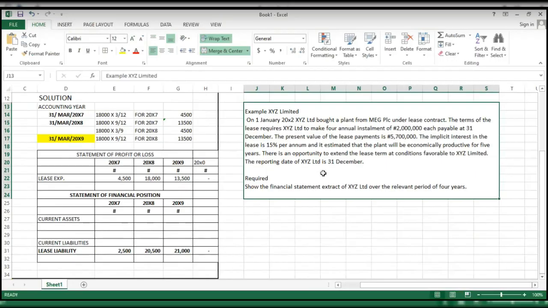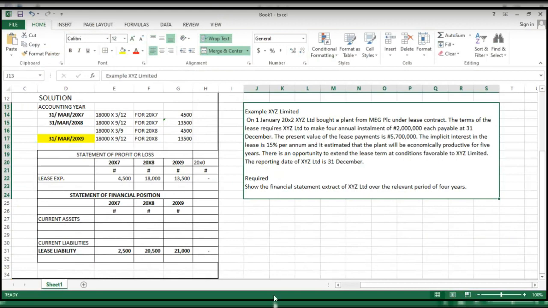So what we need to do first, they have done this for us, but they have not done it for us. They would have given us the interest rate that is implicit in the lease, which is 15,000. Don't worry, tomorrow we'll be concluding on this standard and we'll be calculating the examples that will deal with how this 5.7 million naira is arrived at, which is the lease liability.